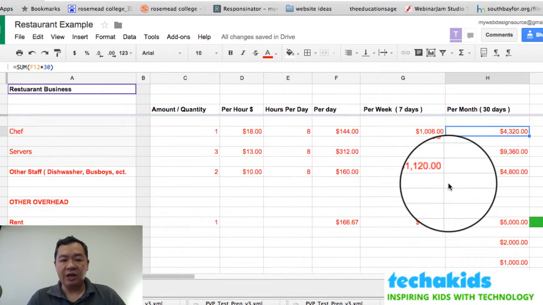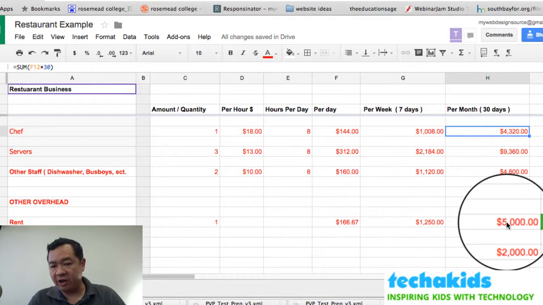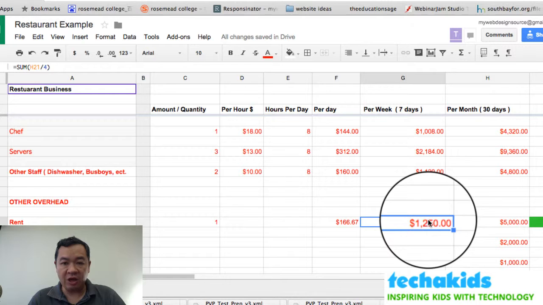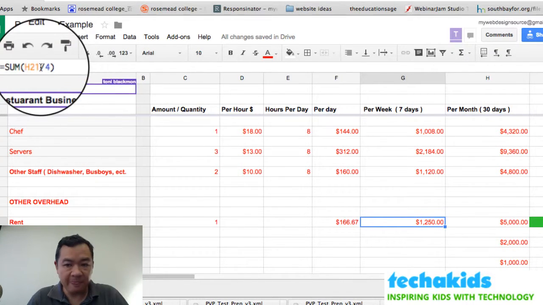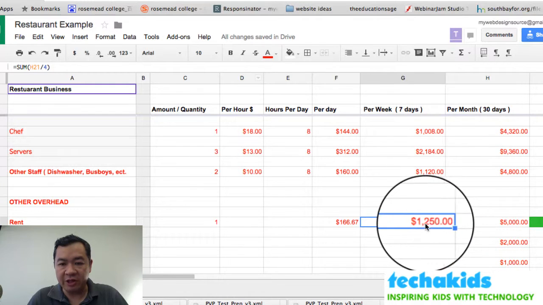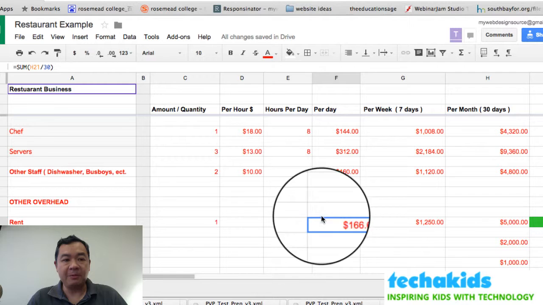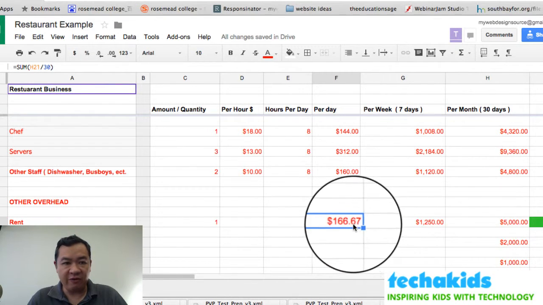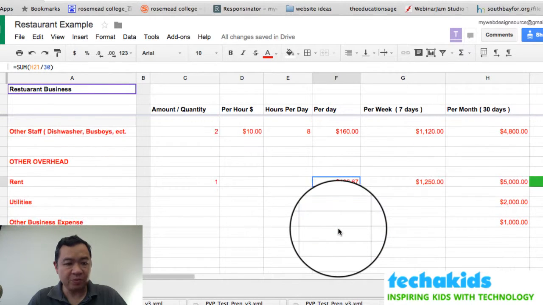And then down below, I calculated the rent at $5,000. I went backwards and divided that number to get how much per week. That's H24 divided by 4, because it's divided by 4 weeks. And then per day, it's the same thing. It's H21, divided by 30 days. Then you'll get how much per day.